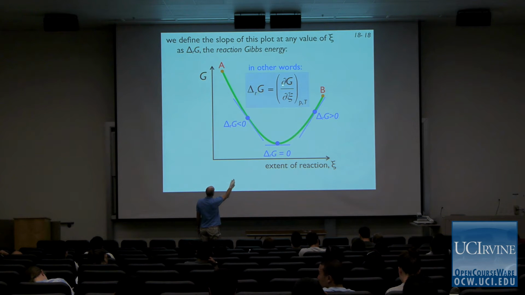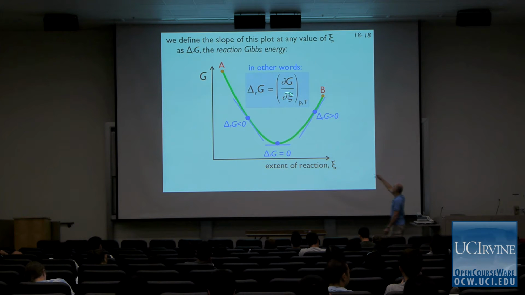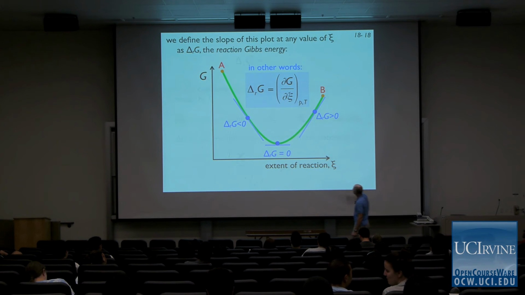So the reaction Gibbs energy is just the chemical potential, sort of, evaluated with respect to E instead of the number of moles. All right? It looks like the chemical potential, except we've substituted E for N. All right? Now we call this thing the reaction Gibbs energy. And there's three possibilities. It can be less than 0, 0, or greater than 0.